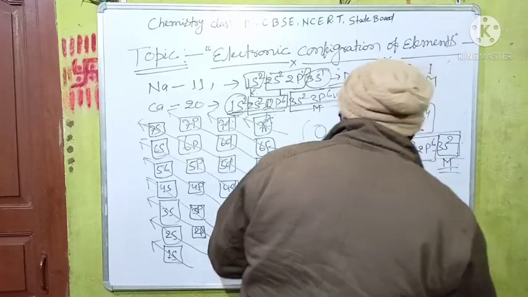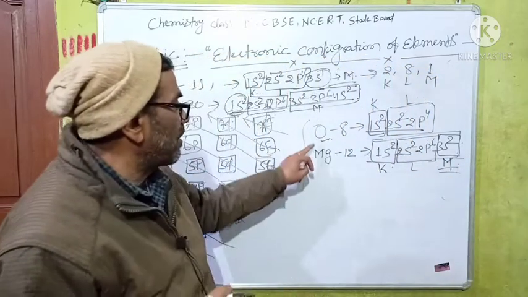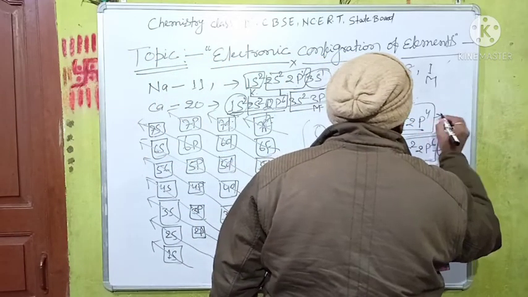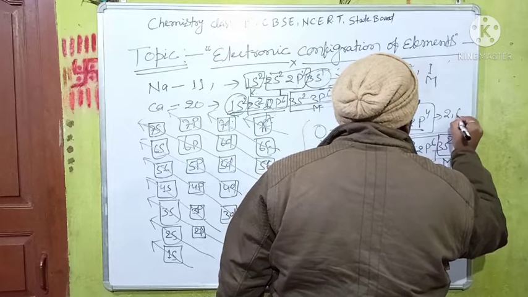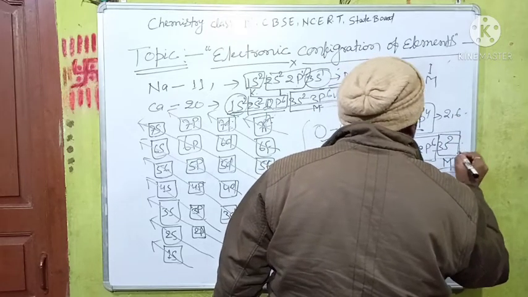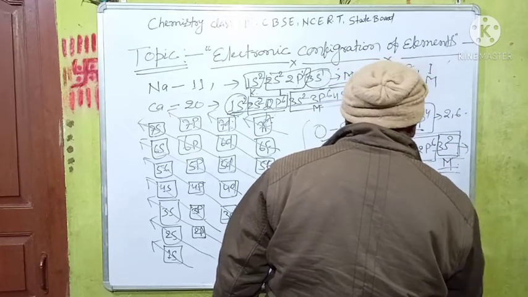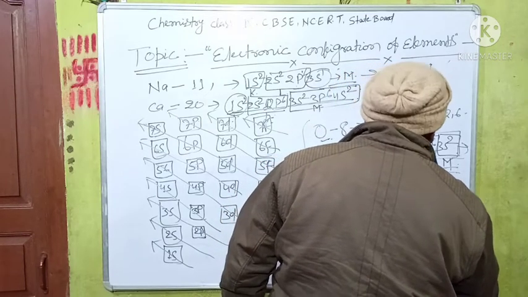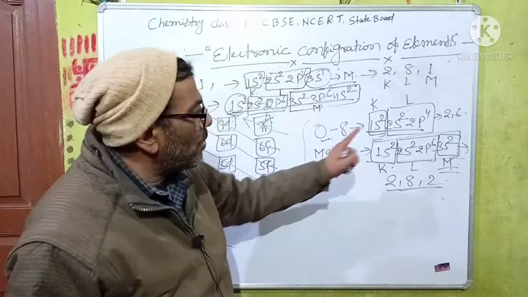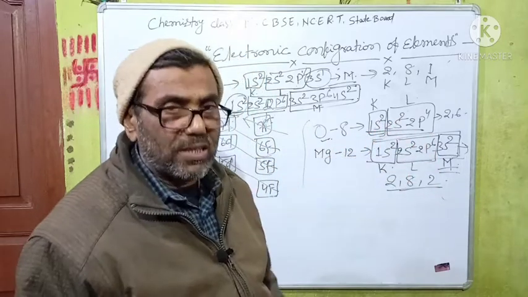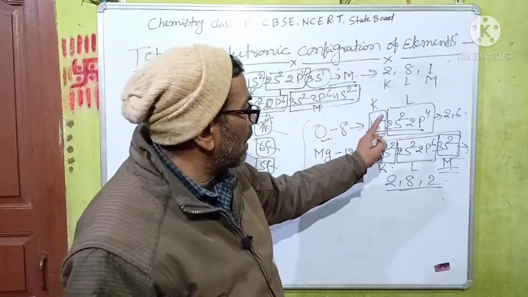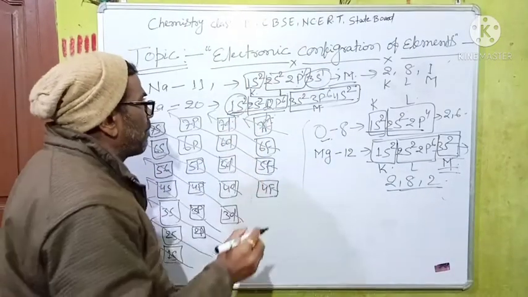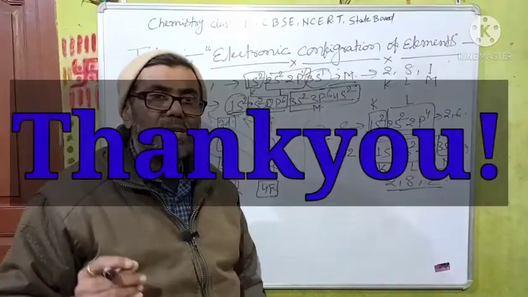So this is the electronic configuration of oxygen and magnesium. It is also written as 2, 6, 2, 2, and as 2, 8, 2. So the number of electrons in the last orbit is called its valence electrons. So we can explain the electronic configuration of elements. Thank you.